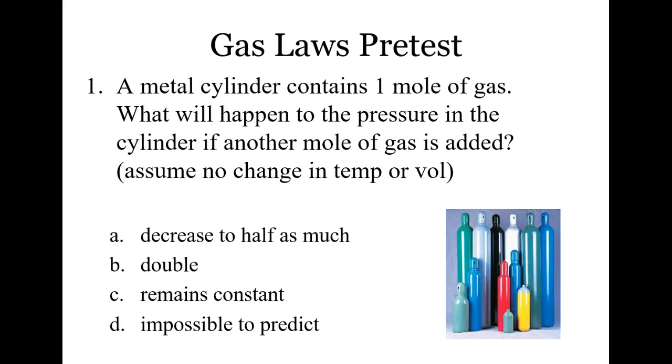Question 1. A metal cylinder contains 1 mole of gas. What will happen to the pressure in the cylinder if another mole of gas is added? And the correct answer is it should double. If there are more particles present, they should create more collisions and your pressure should go up. And since you're actually doubling the number of particles and collisions, your pressure specifically should double.